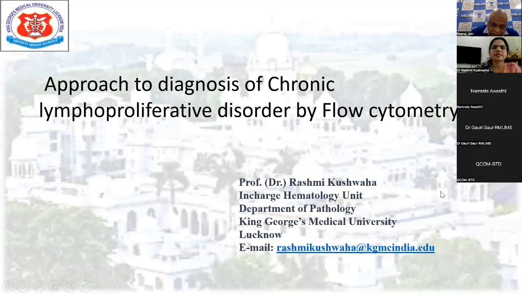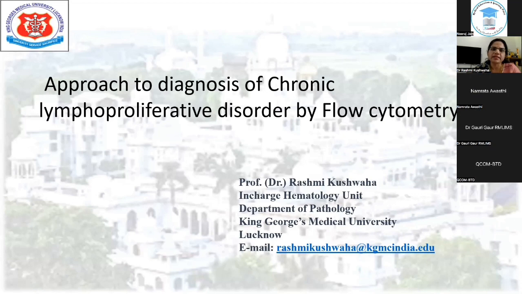So let's discuss what is the approach to diagnosis of chronic lymphoproliferative disorder. So initially, I want to explain what is lymphoproliferative disorder. So any patient presenting with increased lymphoid counts with presence of multiple lymphadenopathy, associated or not associated with organomegaly, we always think we have to differentiate whether it's a benign increase in lymphocyte count or whether it's due to a lymphoproliferative cause, whether it's a malignant cause.